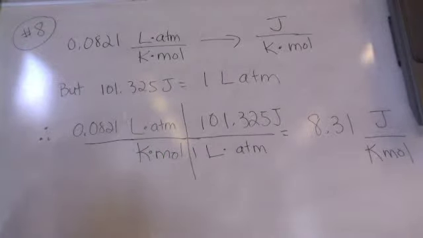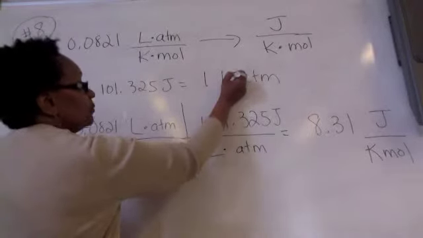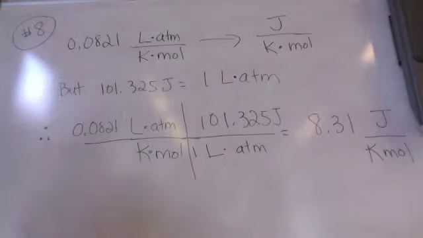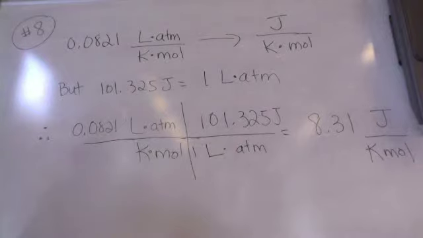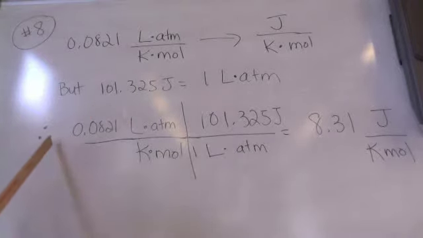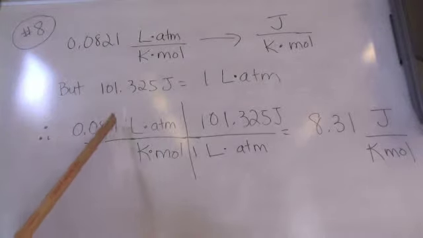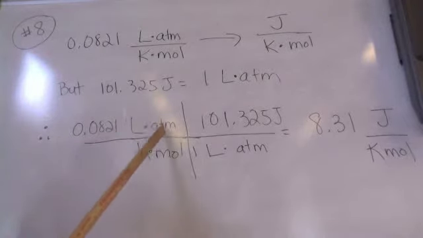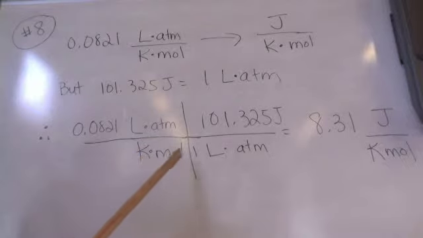I'm going to go ahead and put the little dot here so that you know it's not like a prefix or anything. Those are two different measurable units, volume and pressure. Your atmosphere is a pressure. Okay, so it makes it very easy. So I start with what's given, 0.0821. My unit is liter atmosphere, and on the bottom is Kelvin and mole.